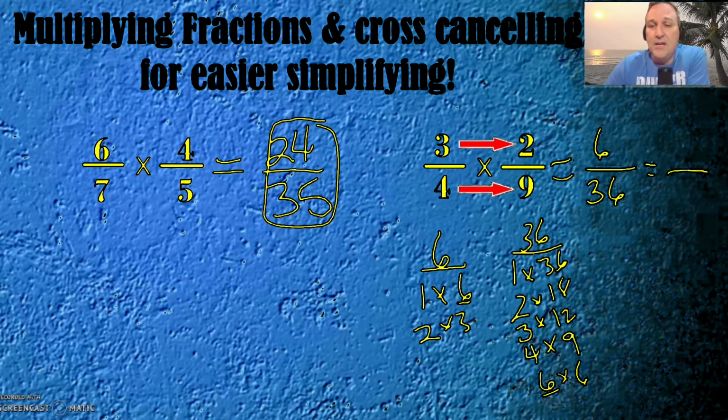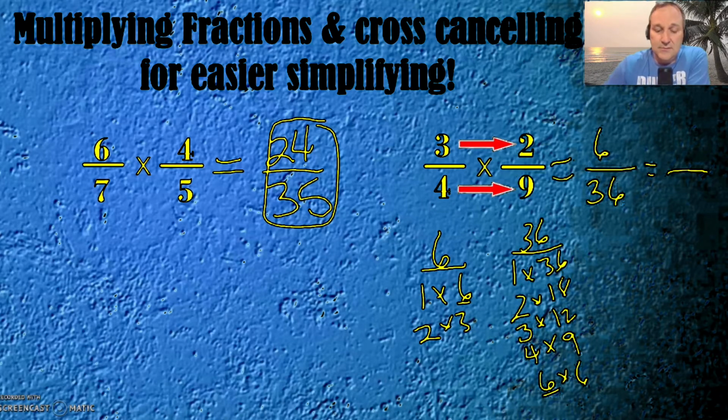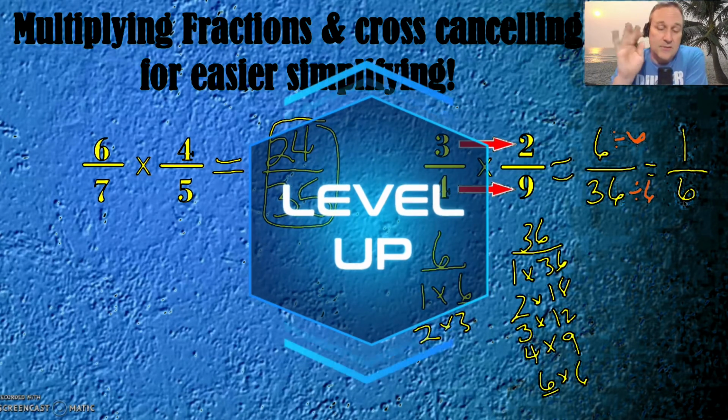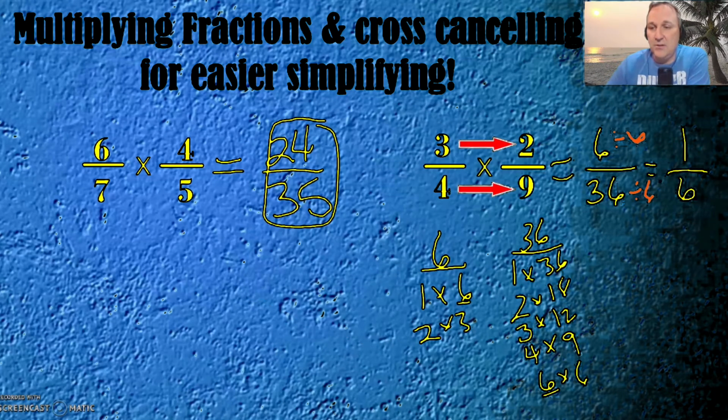It's the biggest one. So if I divide both of these by 6, and that's what I'll do right now, divided by 6 and divided by 6, 36 divided by 6 is 6. Okay, so that's one way of doing it. I want to show you another way.